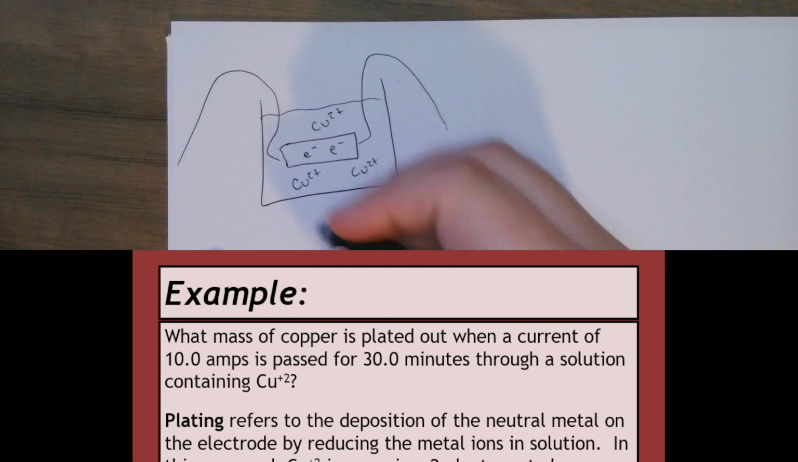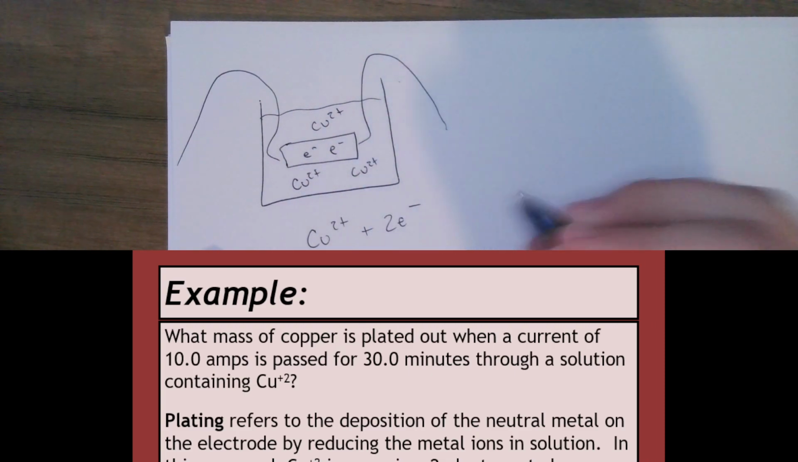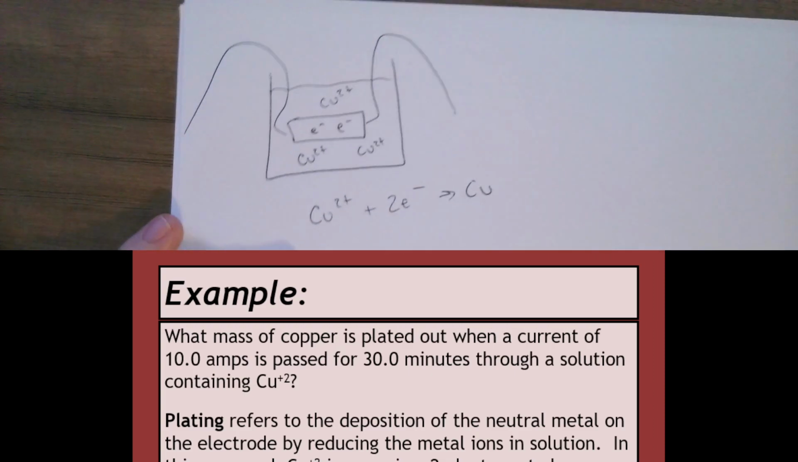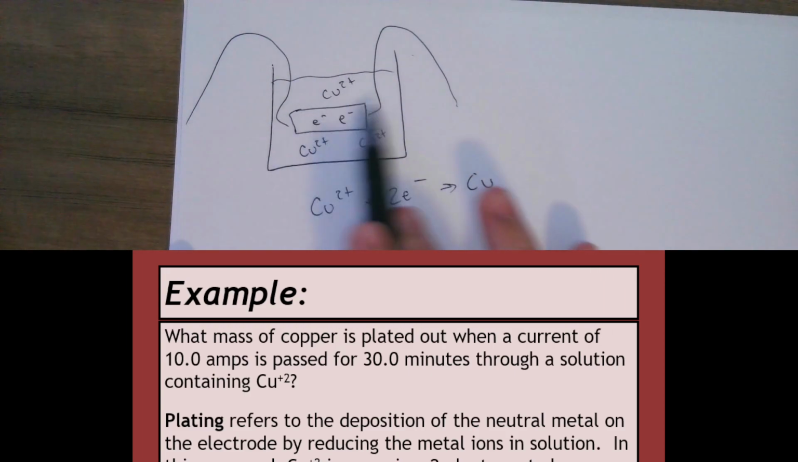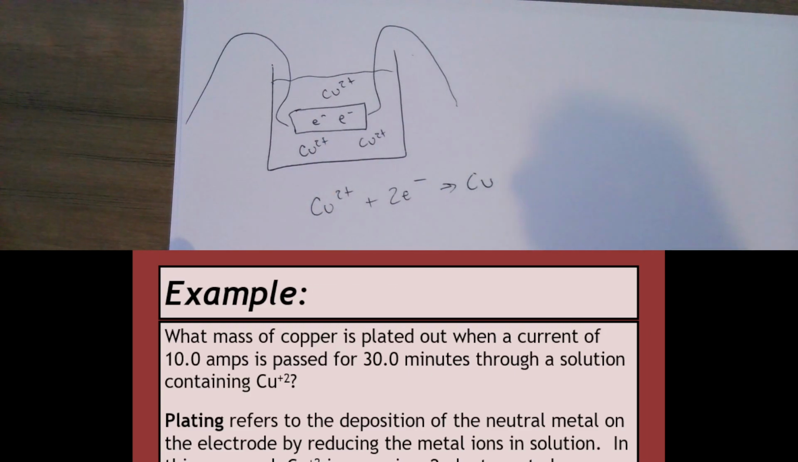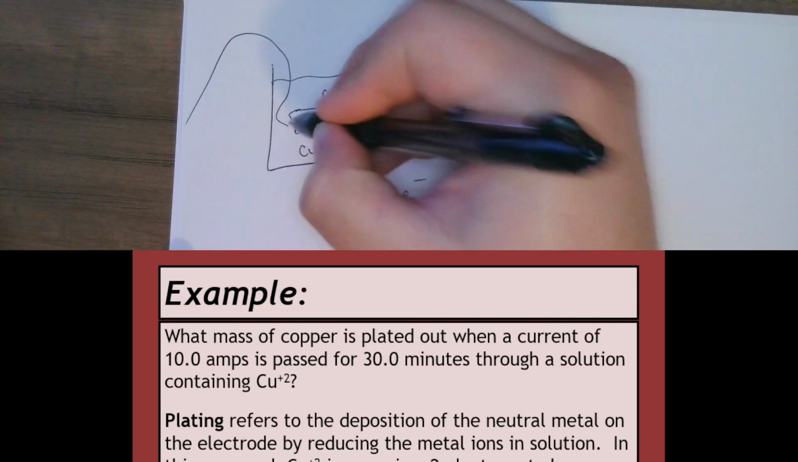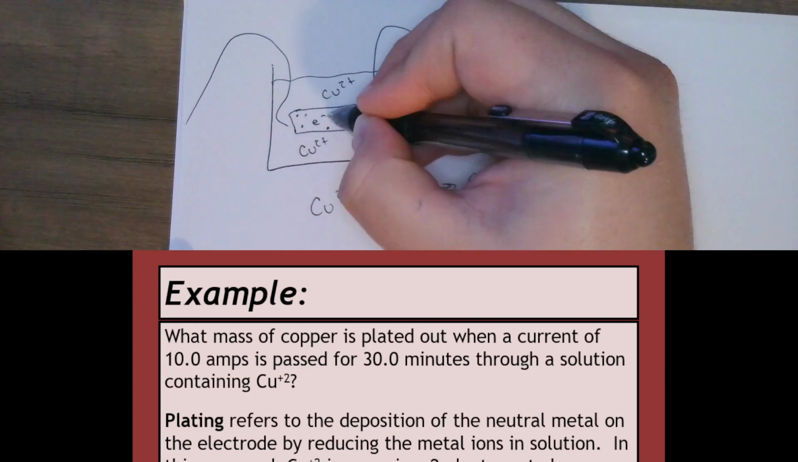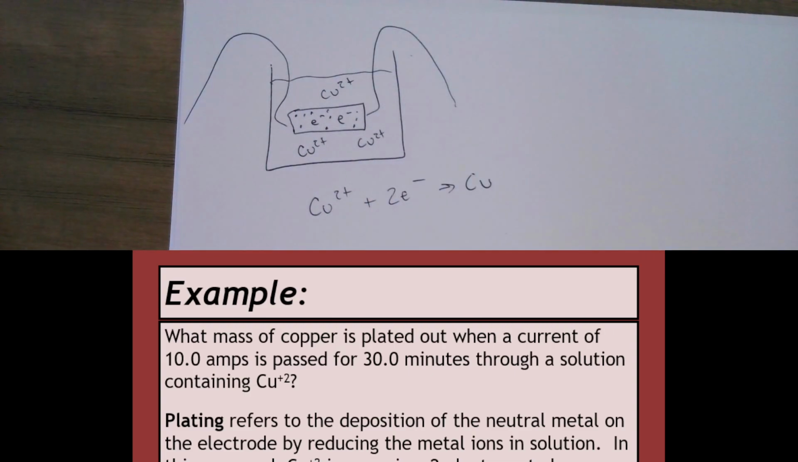Our reduction reaction says copper 2+ reacts with 2 electrons to make standard copper. So these copper 2+s are going to see these electrons on this bar, react with it to make standard copper. And now that standard copper is actually just going to stick to this bar. And we're just going to add copper. We're going to plate it by adding new copper atoms to this bar over time.